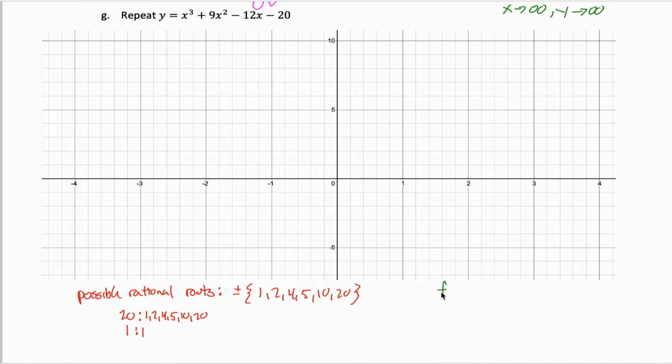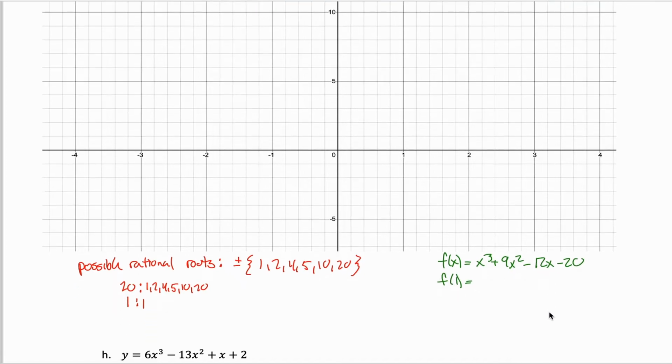Since f of x is x cubed plus 9x squared minus 12x minus 20, we can evaluate f of 1 pretty easily by just changing all the x's into 1s. We'd get 1 plus 9 minus 12 minus 20. I don't know what that's equal to, but I can tell it's not going to be equal to 0, because I have negative 32 here and not nearly as many positives. So this does not equal 0, so this doesn't work.